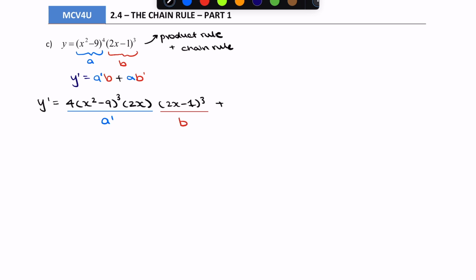Plus a, which we can write simply as (x² − 9)⁴. So that's a times b prime. Again, we're using the chain rule here. So we do the outside, which is 3(2x − 1)², and that would be the derivative of b, or b prime. And then times the inside, which is 2. And so that entire thing would be b prime here.